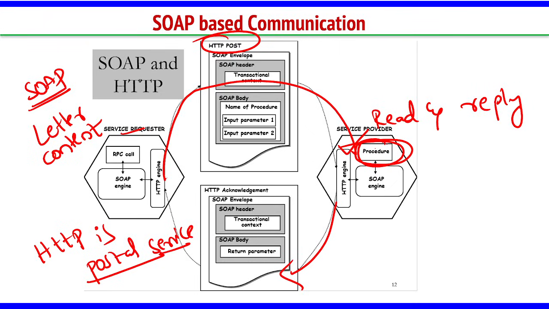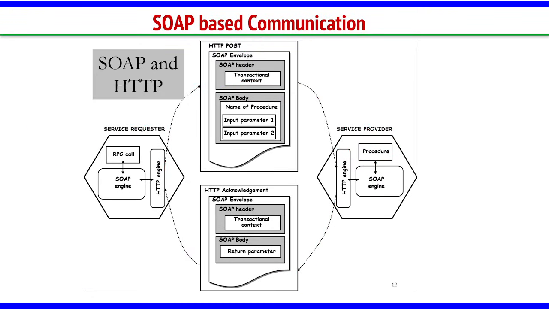I am writing a letter, and that letter is carried by HTTP. So, the SOAP message is carried by HTTP. HTTP will take that SOAP message and give it to the provider where the procedure is located. The procedure is somebody who will read my message and reply. He will write another reply letter. That reply letter is again carried by HTTP back to the source, back to the requester, right. So, this is the process of how the SOAP protocol works for communication between web services.